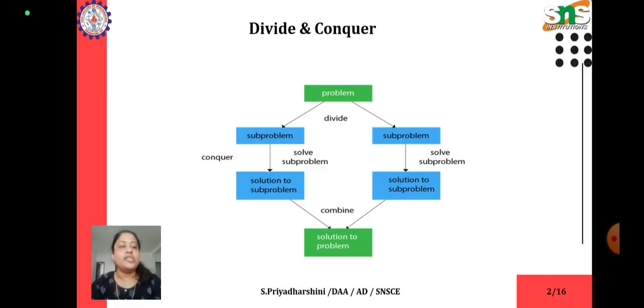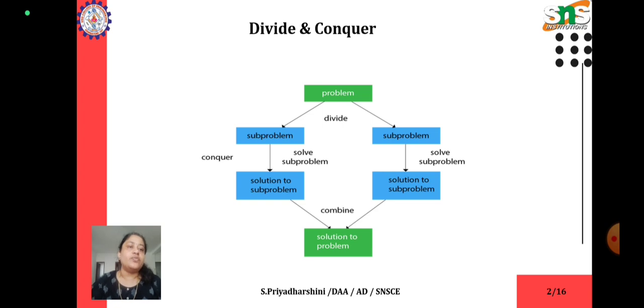So we all know what the divide and conquer strategy is. In this technique, we segment a problem into two halves, that is, into two sub-problems, and solve them individually. That is, by conquering them, we solve them individually. After solving the sub-problems separately, we then combine the solutions of many sub-problems into a solution of a larger problem. This is how the divide and conquer strategy works.